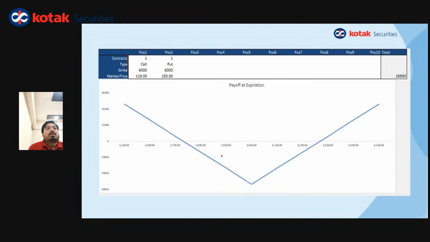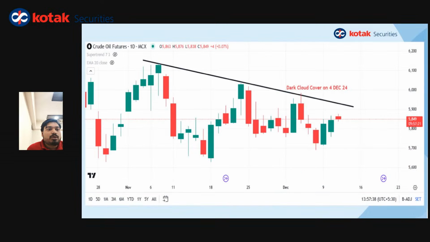Okay, I do not have the chart, but this is the same chart of crude oil on an intraday basis. Now, let's say this was actually Wednesday, the 4th of December, when the crude oil inventory data was going to come out.